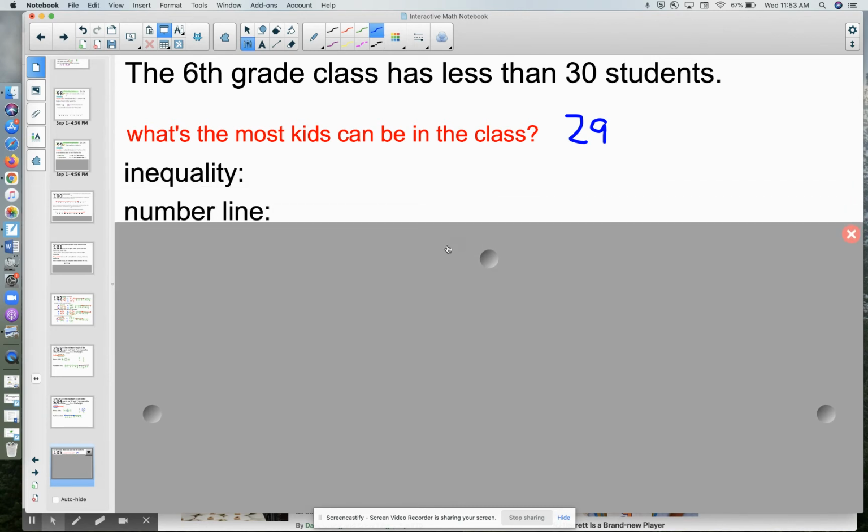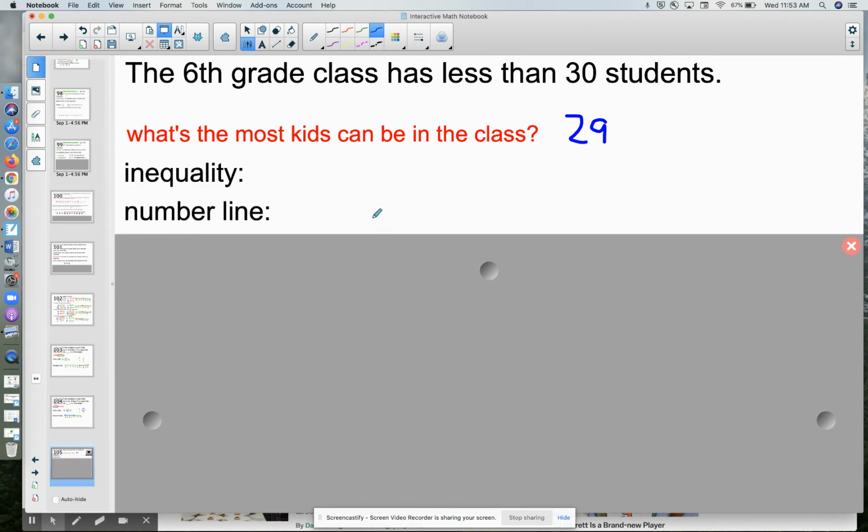Write an inequality and then draw a number line. So how would you do that? We can say S, and then we can say 30. So what do you think it is? You can pause the video, and when you're ready, you can unpause it. S is less than 30.